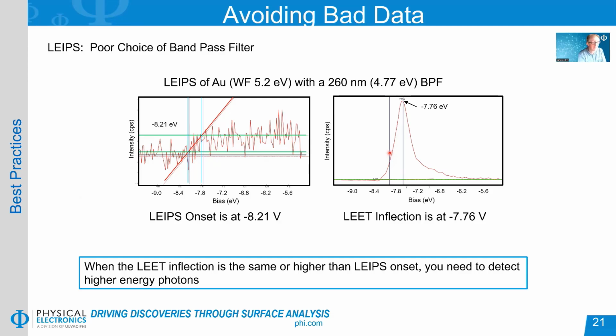When that happens, where the onset of your LEIPS is identical to your LEIT inflection or slightly lower, then you need to change your bandpass filter. That's how you can know. And you need to be looking at higher energy photons because your electron affinity is larger than the photon energy of your bandpass filter.